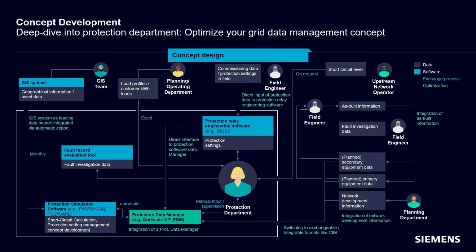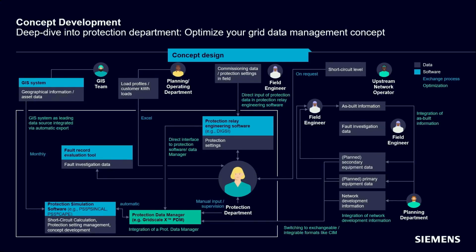Here, you remember 2-3 slides before, I had the as-is situation of the protection department. Now we changed it a little bit to address mainly the pain points, but also to optimize some of the other workflows. For example, on the left side, there's still the GIS system team, but now there's a regular update from the GIS system towards the protection simulation software, via an automatic export, a one-click or at least a few-click solution.